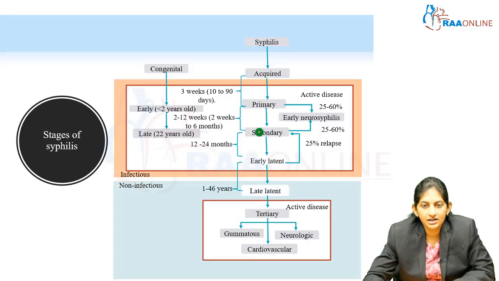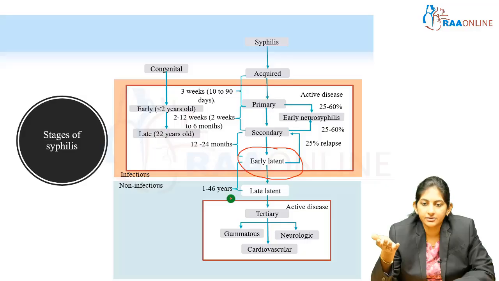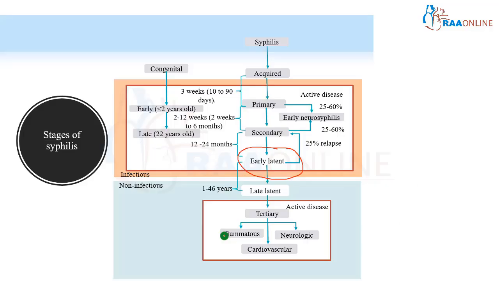After the primary and secondary stages, patients go into the latent phase. There are two phases: early latent phase which lasts for 2 years, and late latent phase which can last for years together, even up to 46 years. In the first 1 or 2 years, if the patient shows no symptoms, it is called the early latent phase. Then late latent can be there for years together, and the patient can remain asymptomatic. Once again, there can be a recurrence of the disease or an active disease can occur, that is called tertiary disease. Tertiary syphilis predominantly occurs in 3 forms: neurosyphilis, cardiovascular syphilis, and syphilis gummas, granulomas alone can be there.